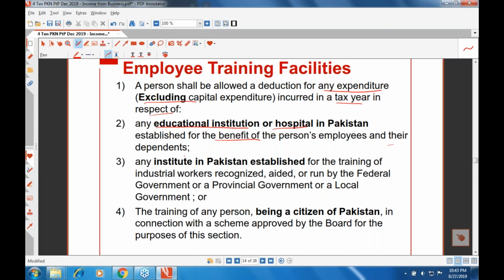Number two, any institute in Pakistan established for the training of industrial workers, recognized, aided or run by federal government. So if you pay an amount to an institution which is run or managed by a government organization, then it is considered to be exempt. Also the training of any person being a citizen of Pakistan in connection with the scheme approved by the board for the purposes of this section, so all of that is going to be considered as exempt.